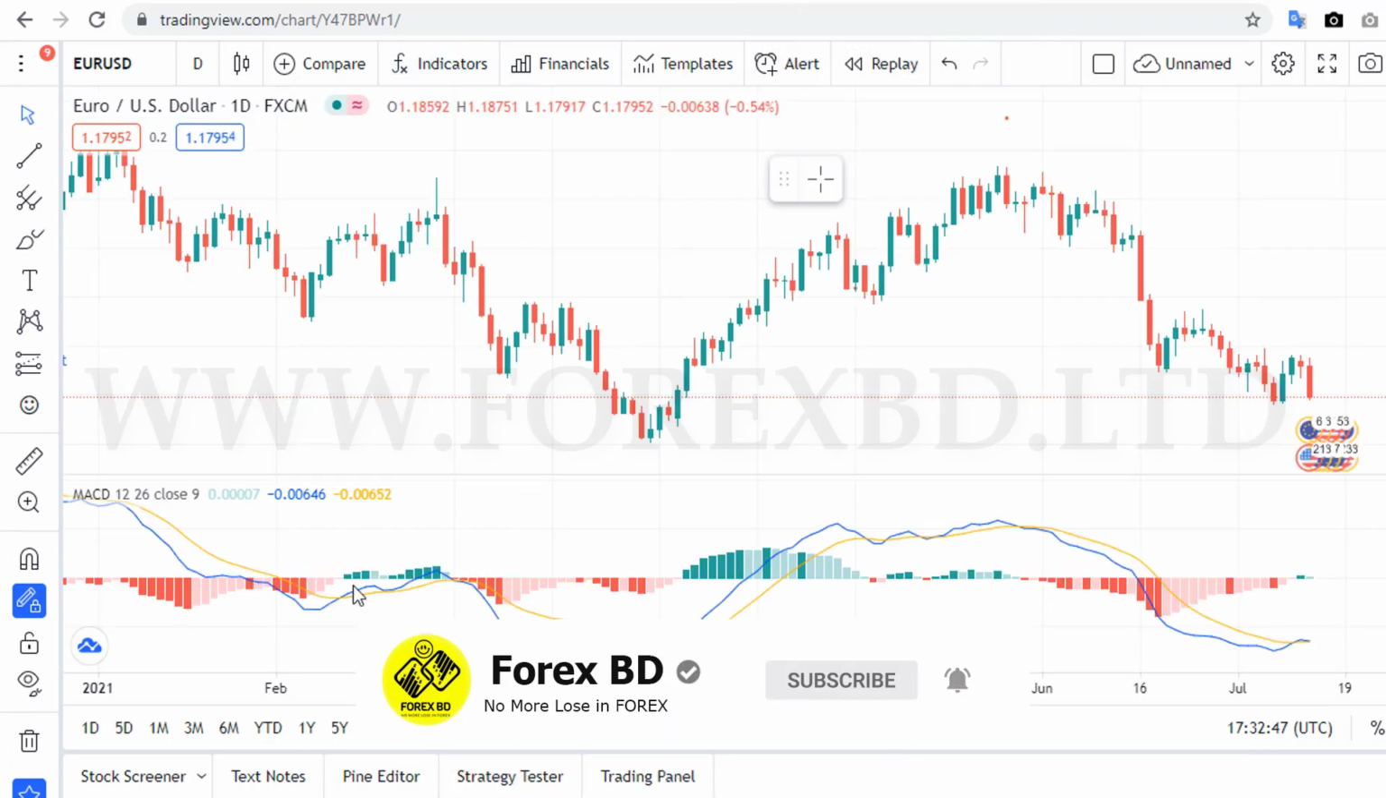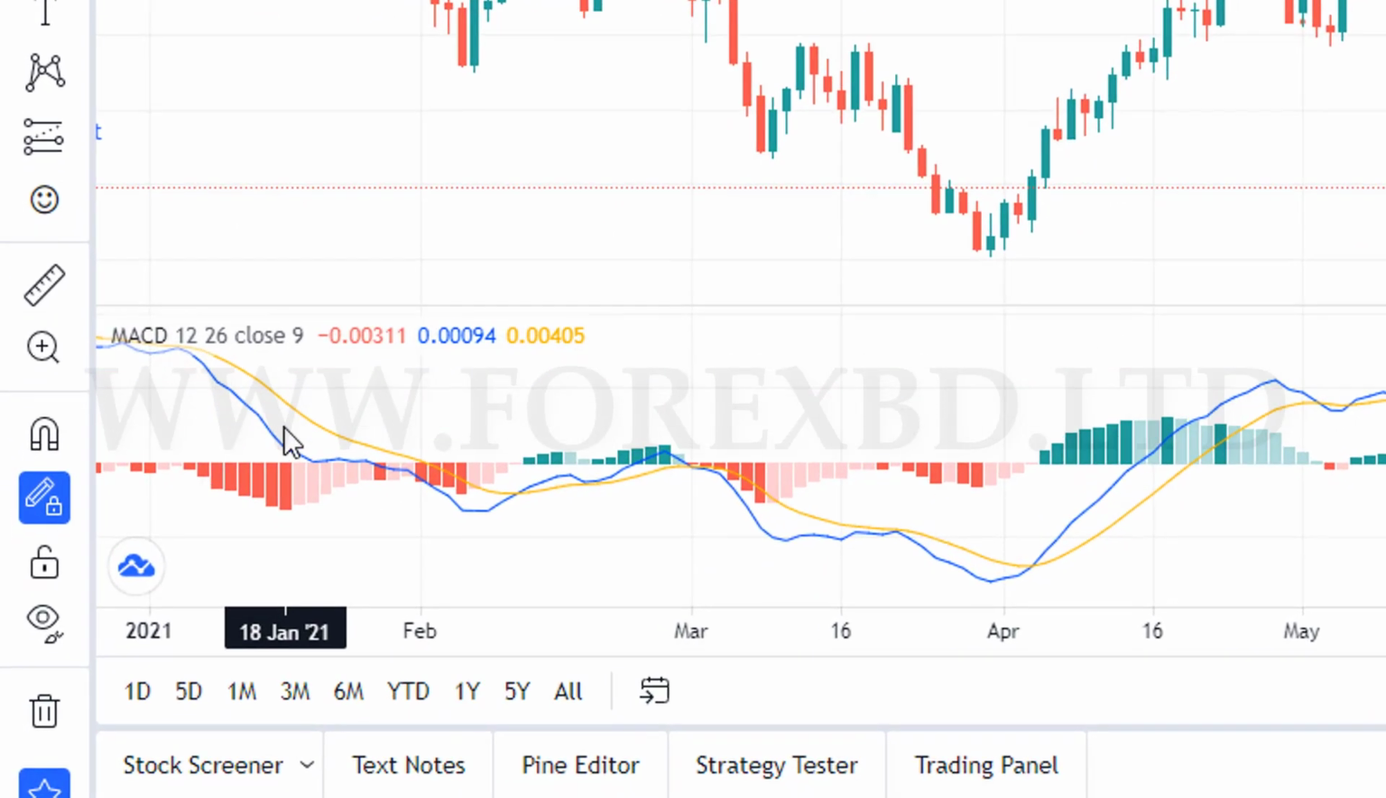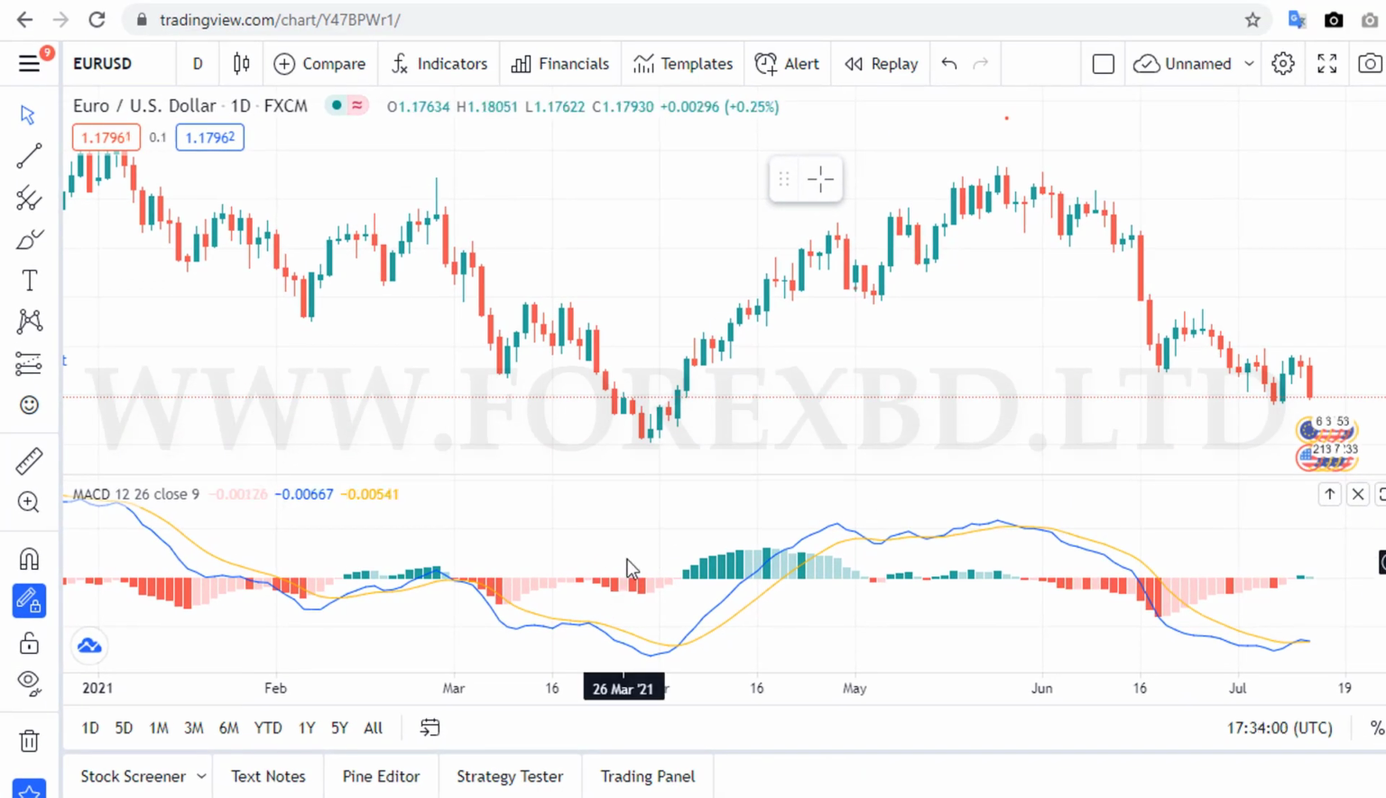You can see on the screen that an indicator has been set up below the chart. You can see that two lines have been drawn like moving averages. One line is called the MACD line and the other is called the signal line. The blue line is the MACD line and the yellow line is the signal line. The colored part you can see in the middle is called the histogram. The color of the histogram is green when the market is in an uptrend and red when the market is in a downtrend.